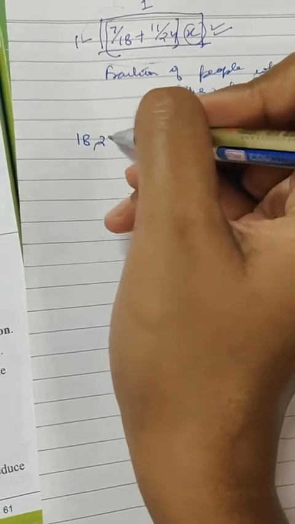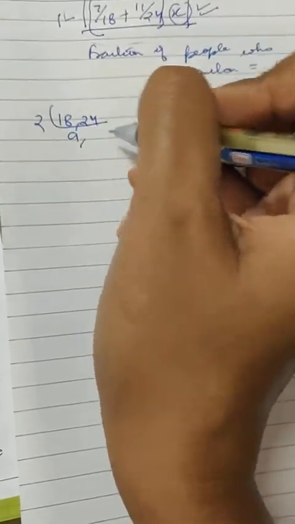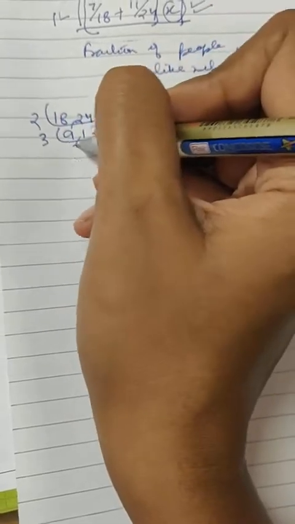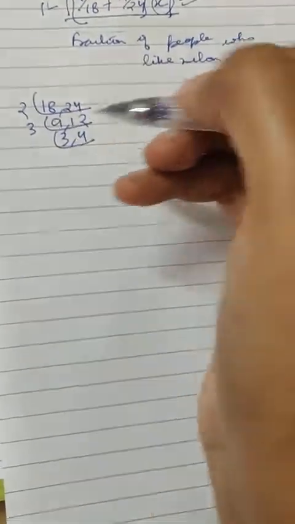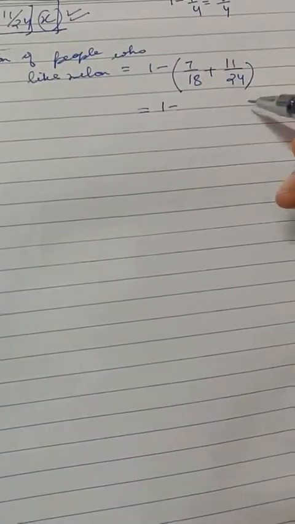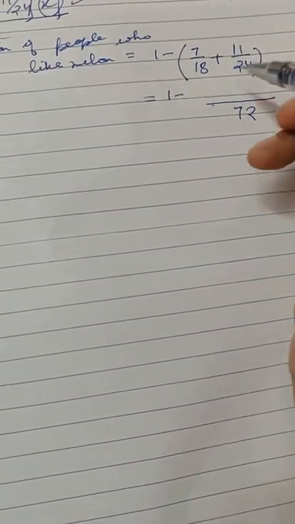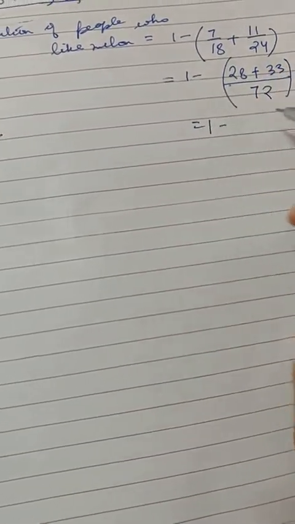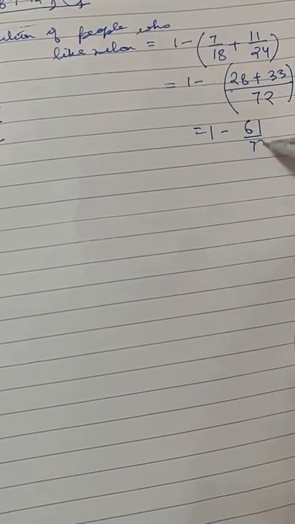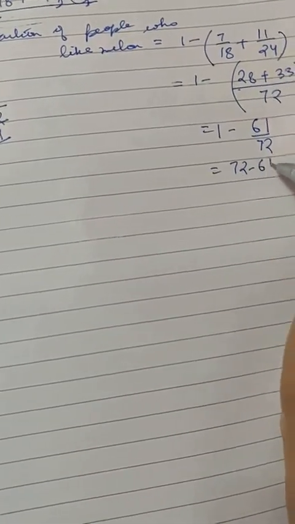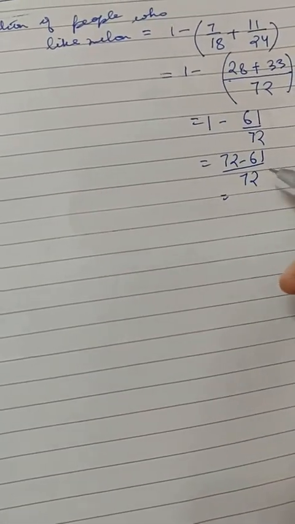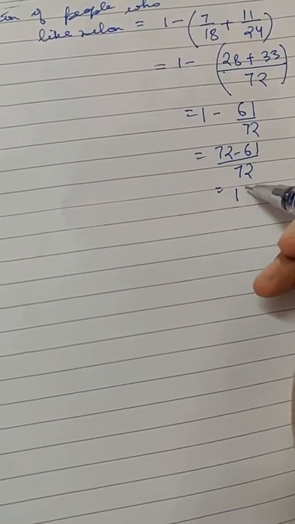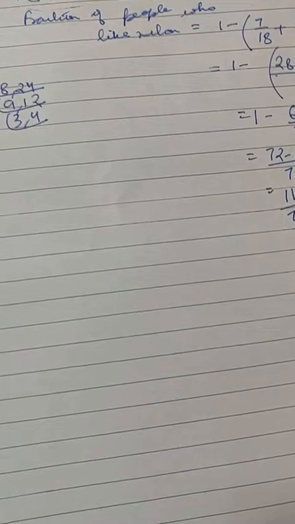Now the LCM of 18 and 24, you can find out what the LCM of 18 and 24 is. So I understand it will come 72. If you solve it totally, it will come 72. So I'm going to do it. You will get 28 plus 33, and here the final fraction that will come will be 11 upon 72. So 11 upon 72 of the people like melon, right?